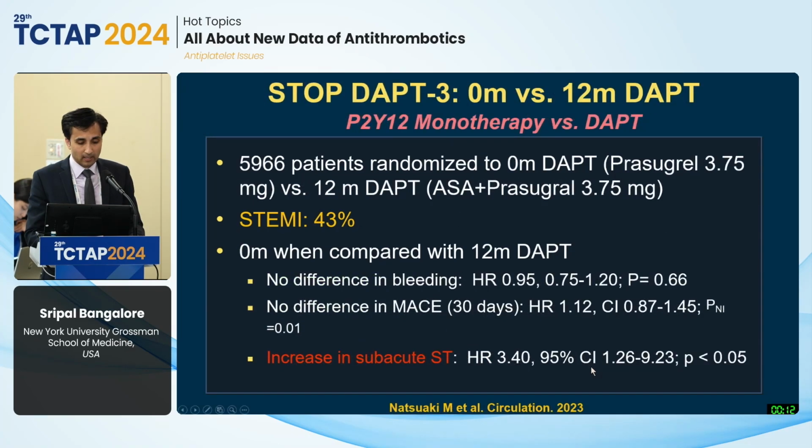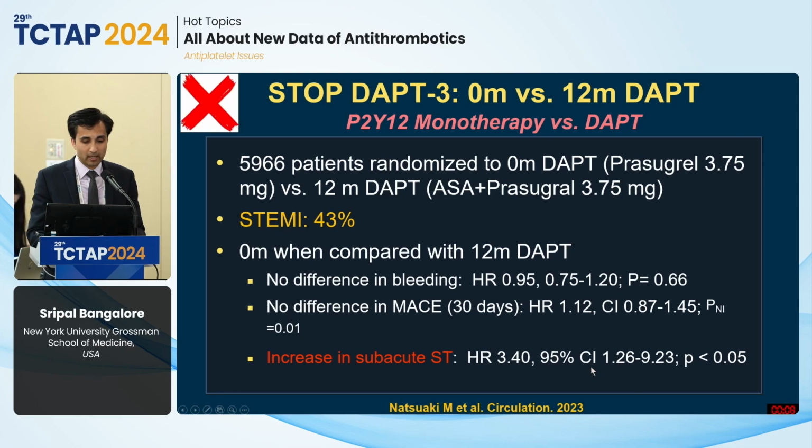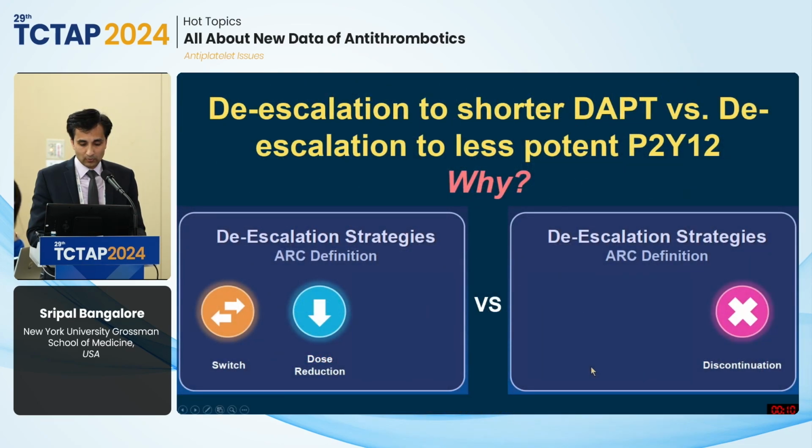And the STOP-DAPT3 trial tested 0 months of DAPT, where upfront patients had prasugrel 3.75 milligrams compared to 12 months DAPT of aspirin plus prasugrel. Nearly half of the patients had STEMI. There was a significant increase in subacute stent thrombosis in this trial. It may be related to the prasugrel dose of 3.75 milligrams, so this is a strategy not to follow.